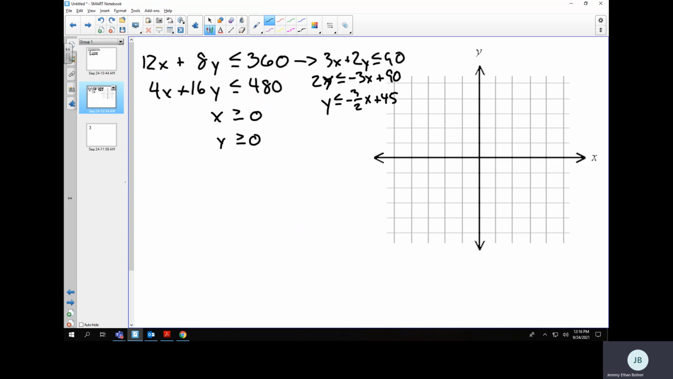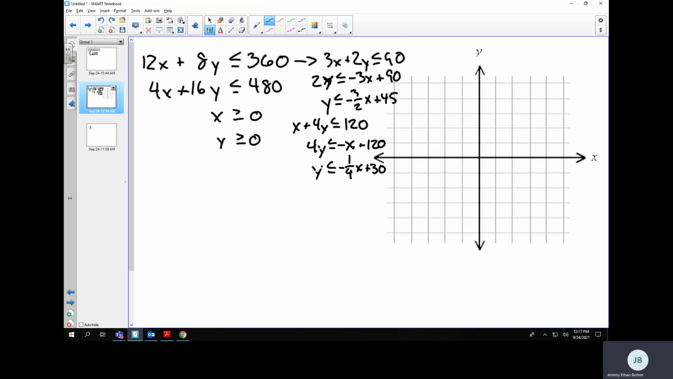Likewise, we simplify our second inequality by dividing everything by 4. That gives us x plus 4y is less than or equal to 120. So 4y is less than or equal to negative x plus 120, which means y is less than or equal to negative 1/4 x plus 30.